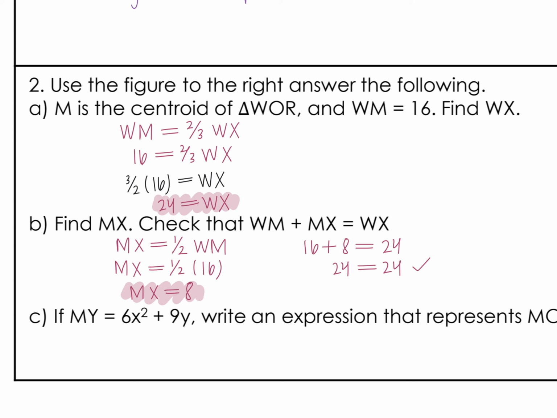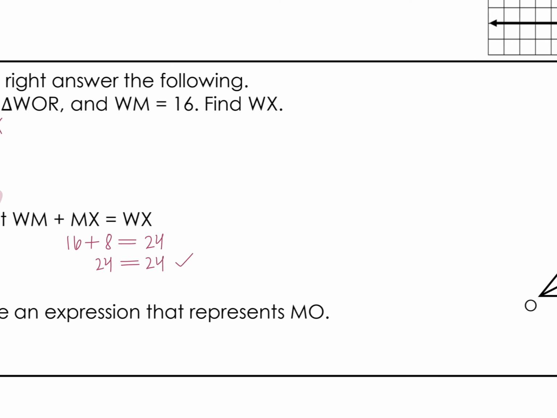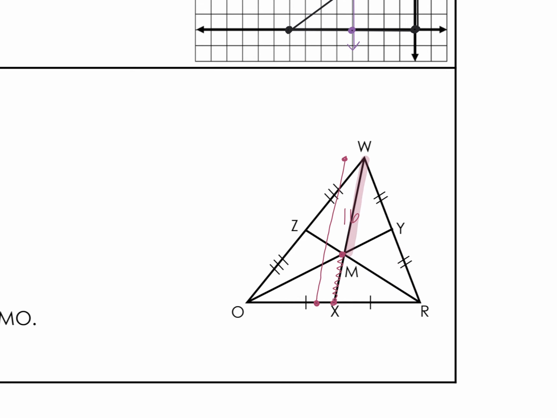All right, the final part, part C, we have that if MY is equal to 6x squared plus 9y, we're going to write an expression so we don't have to solve for x and we don't have to solve for y. We're going to have those in our answers that will represent MO. Okay, so let's look here. We are trying to find from M all the way to O. Okay, so that is going to be from the vertex to the center. That's a 2/3.